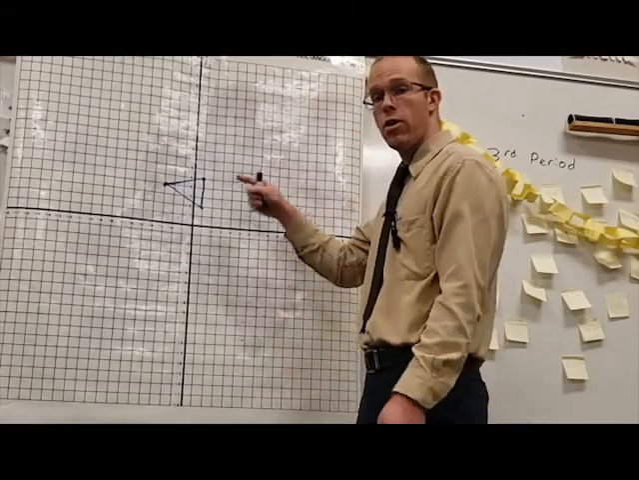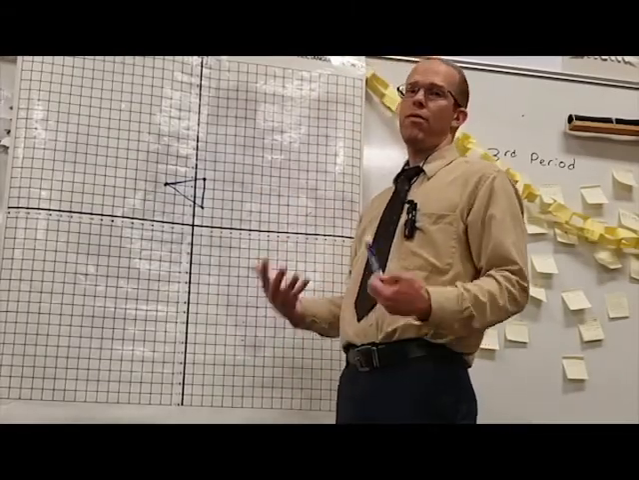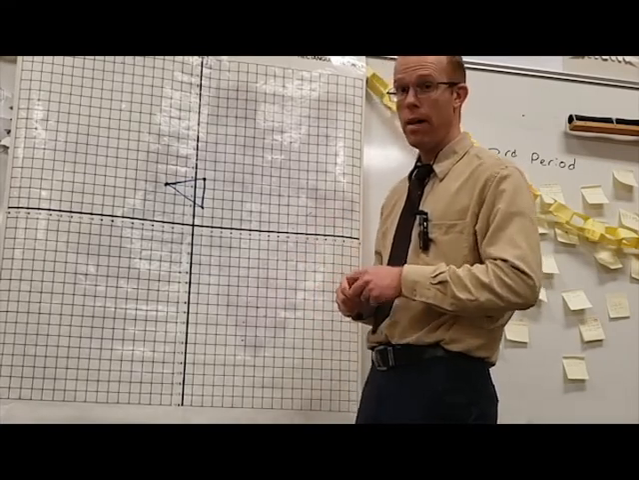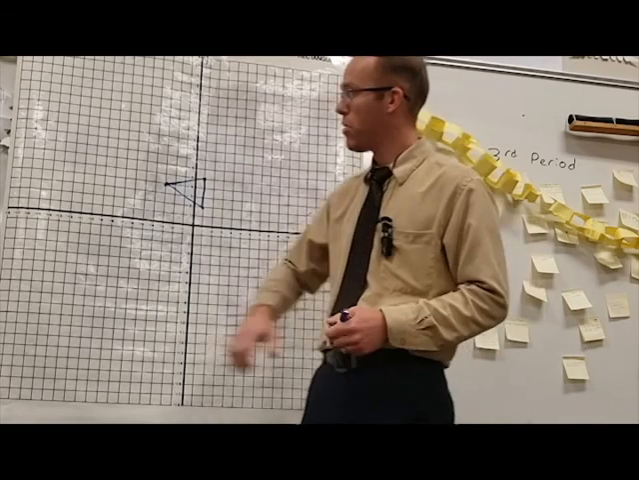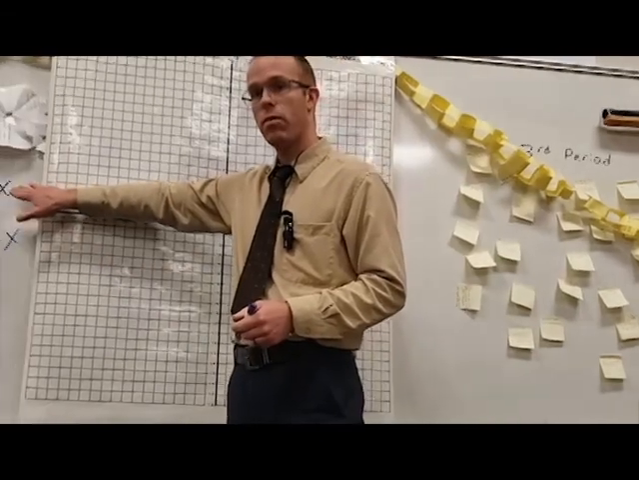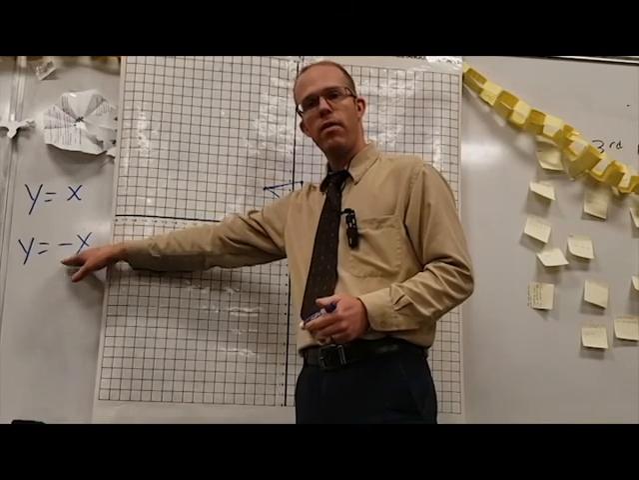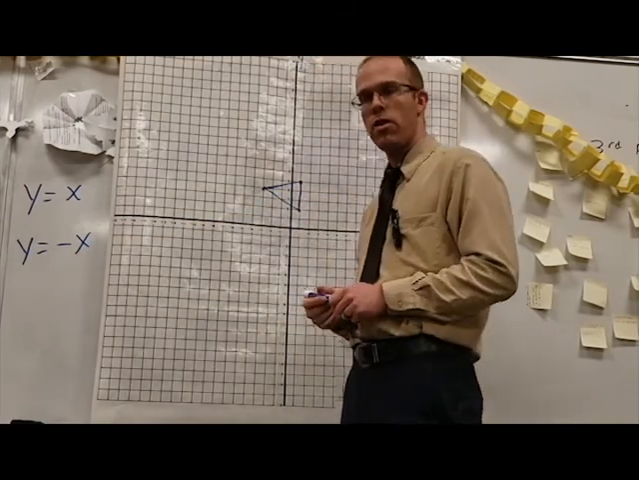Here we are back at our triangle. We're going to be doing some more reflections. The difference between this one and the last one is now we have some diagonal lines that we're going to have to reflect across. Specifically, we're going to have to reflect across the lines y equals x and y equals negative x. So we're going to be doing two separate reflections on this one.